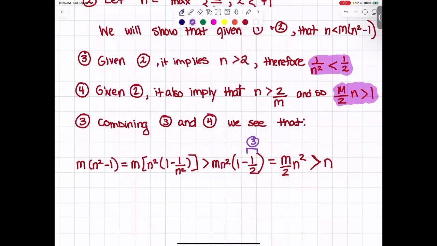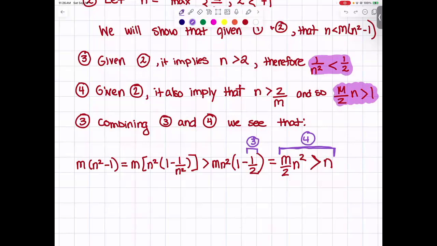And then we're able to say that this here is true because of 4, right? Because if we were to multiply both sides of 4 by n, we would get m over 2 n squared is greater than n. So it would follow that m over 2 n is less than 1, right? If we add n to each side, or multiply n into each side, it looks exactly like what we're talking about below. So that's why I'm able to say that.